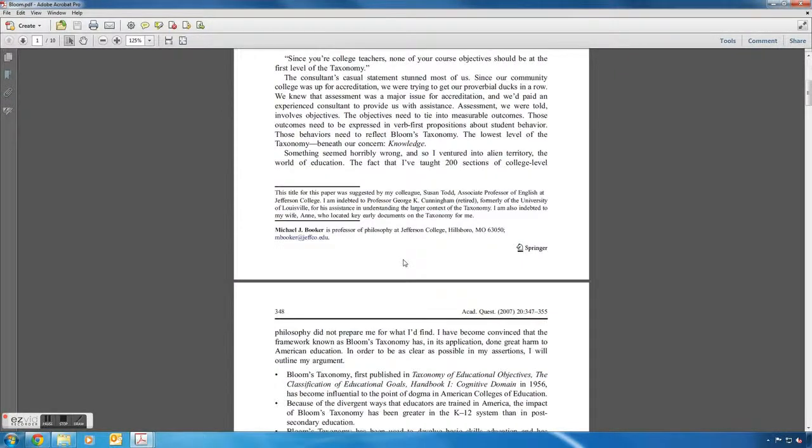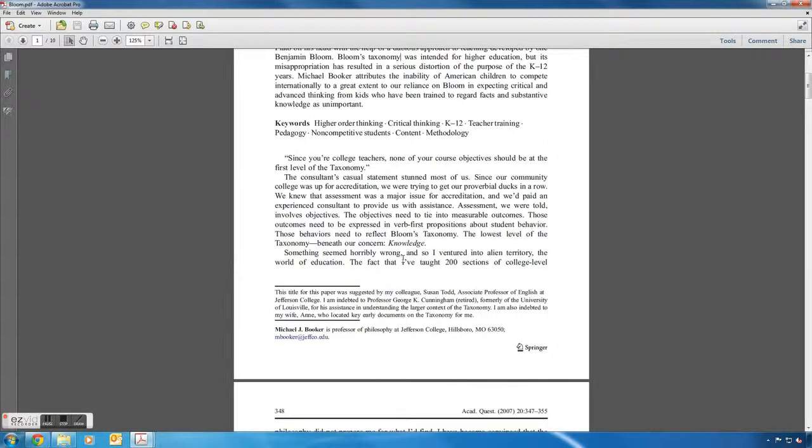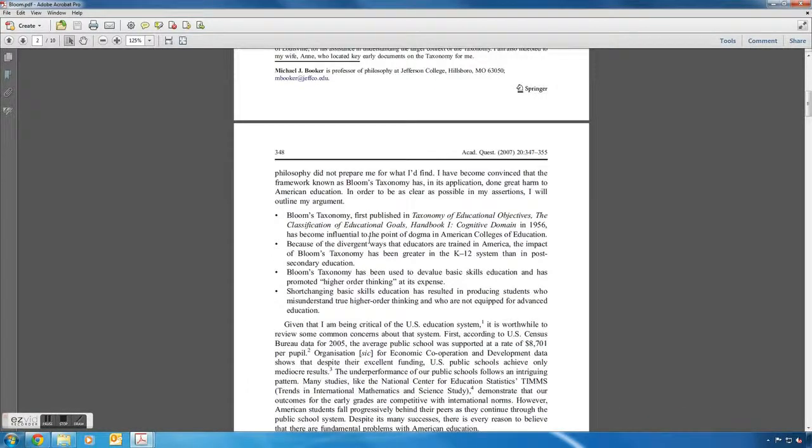We want to skip through this part right here, but one thing that the author says is that the first thing a consultant says is, since you're college teachers, none of your course objectives should be at the first level of the taxonomy. So this was a university that was kind of, they're like, what, is that true? So he then addresses Bloom's and does a really good job with this.